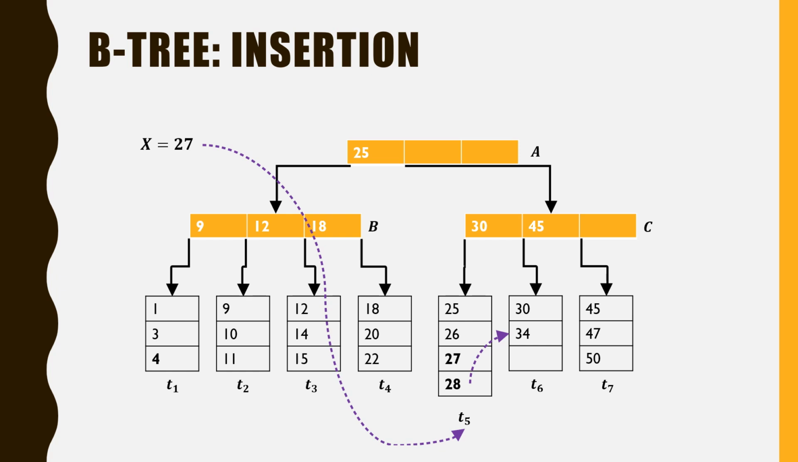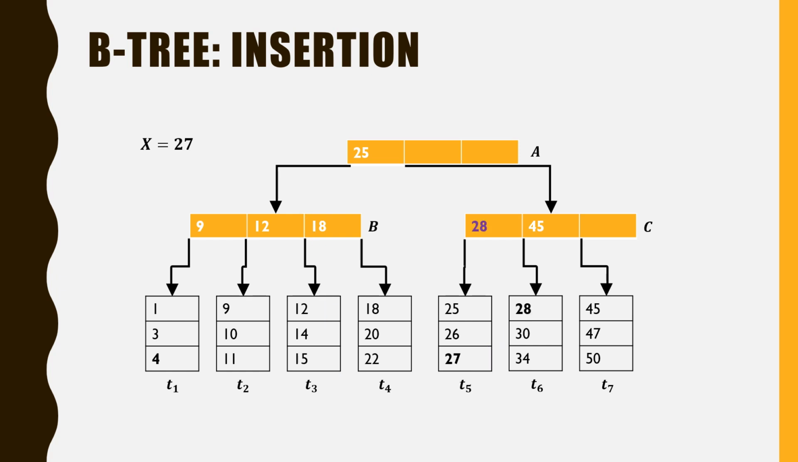If we push to its left neighbor, we select the smallest element in the current leaf node. On the other hand, if we push to its right neighbor, we select the largest element in the current leaf node. In this example, we find that the right neighbor of T5, T6, has one empty slot. Thus, we push the largest element in T5, which is 28, to T6.